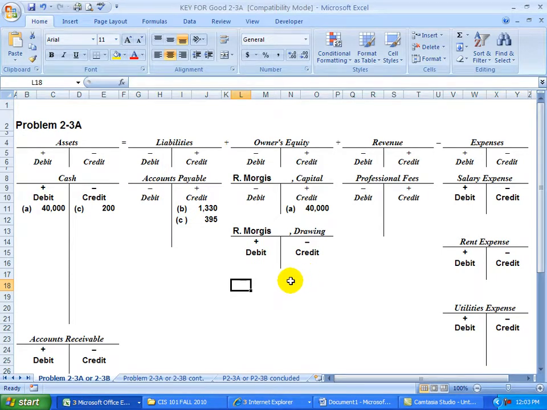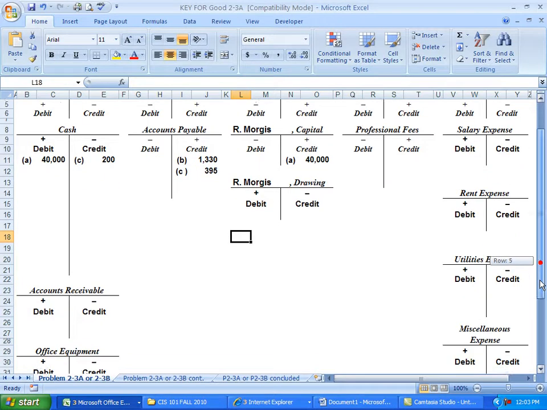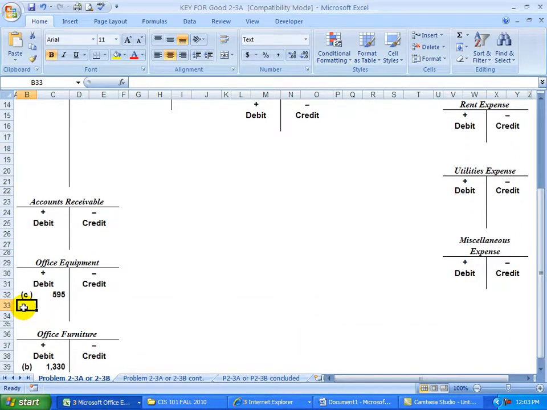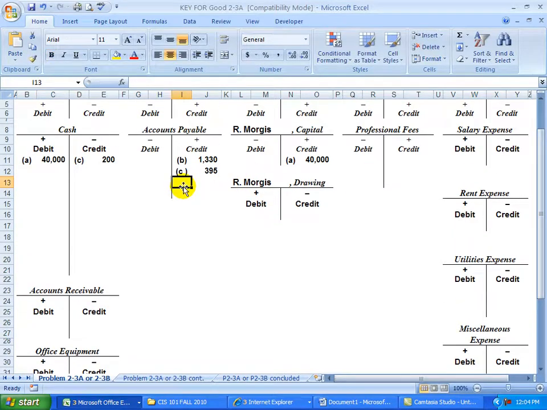Looking at letter D, we bought an intercom system, office equipment on account from Reagan Office Supply. So we go to office equipment, and that account is going to be getting bigger, so we have to put it on the plus side. And it's getting bigger by $375. And also in D it says this is on account, so we have to go back to accounts payable and make accounts payable get bigger by the same amount, because that's something more that we owe. Debit equals the credit.